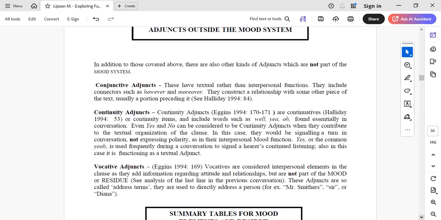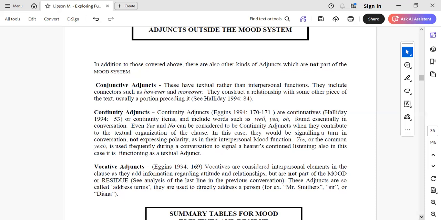They include connectors such as however, moreover. They construct a relationship with some other piece of the text, usually a portion preceding it, right? So they don't usually connect things within a clause. Continuity adjuncts. Continuatives or continuity items include words such as well, yeah, in conversation. Even yes and no can be considered to be continuity adjuncts when they contribute to the textual organization of the clause. In this case, they would be signaling turn in conversation, not expressing polarity as in the interpersonal mood function.